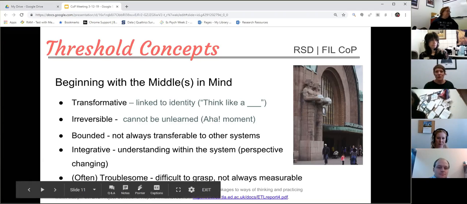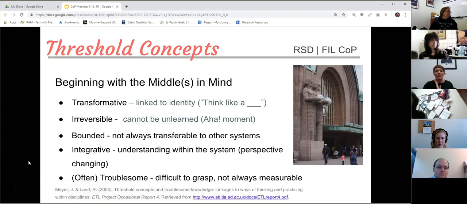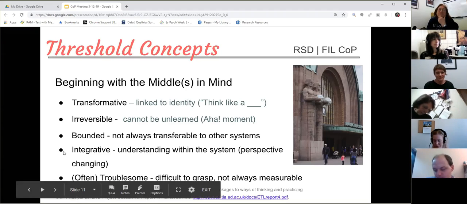Not always measurable. So, I'm kind of putting you on the spot, can you think of one threshold concept in your field and share it? For me, I tried this with my students, so I'll get us started.